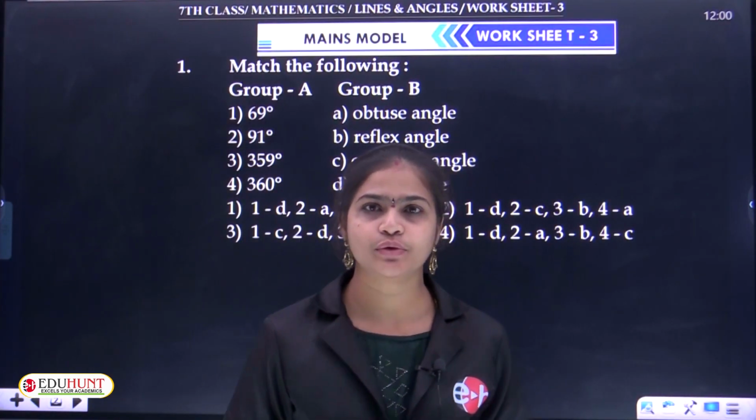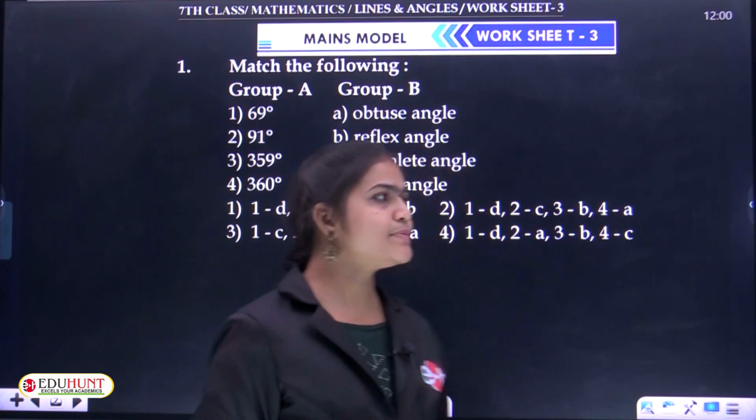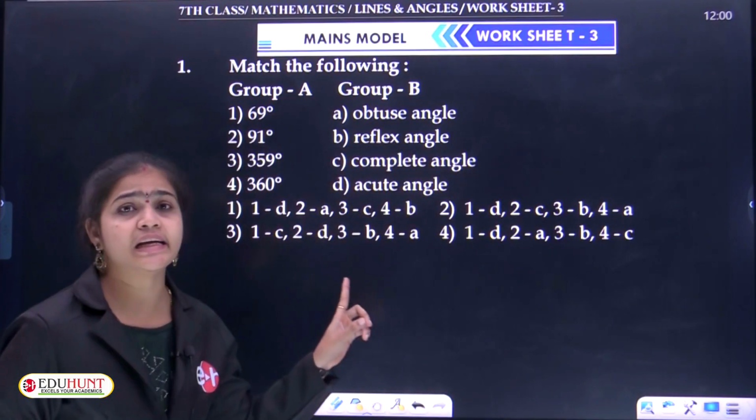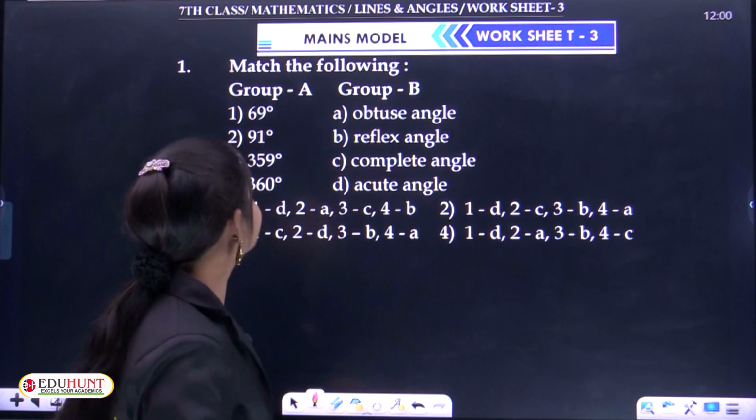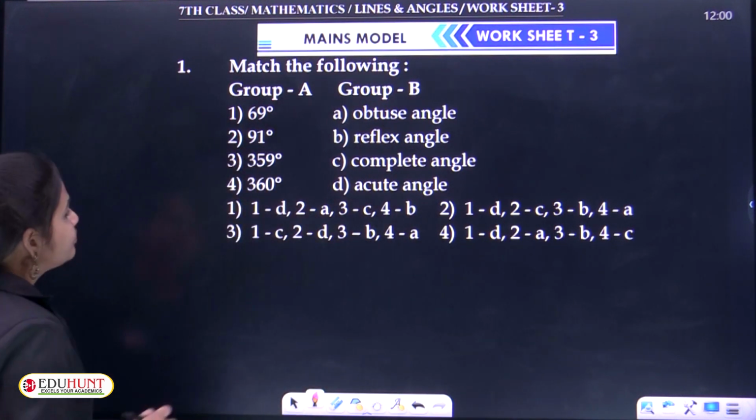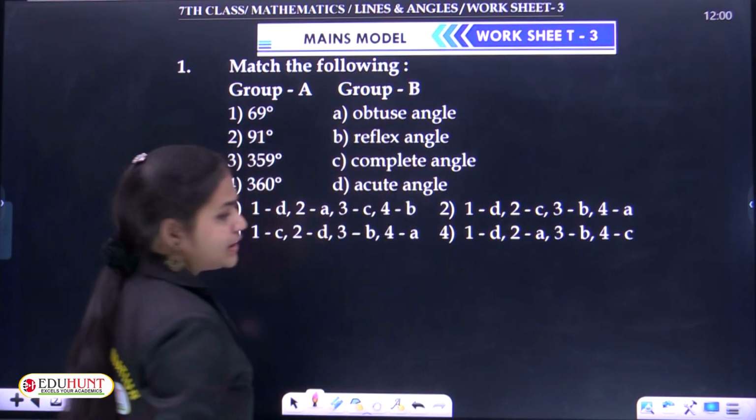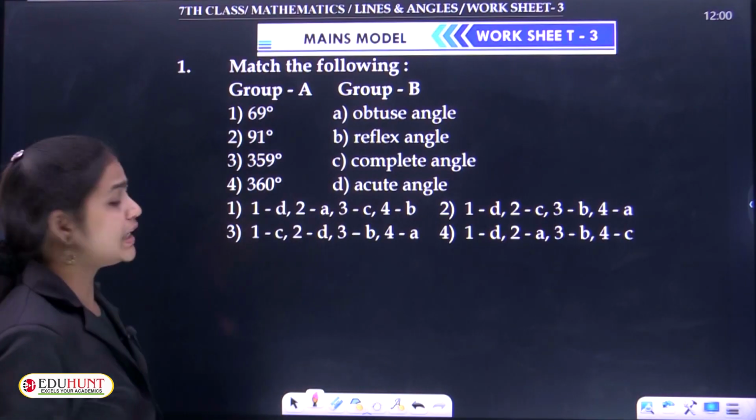Children, in the previous video, we discussed concept 3, right? In this video, we are going to discuss the questions related to worksheet 3. See here, match the following. Column A and column B, two columns are given. Again, we need to do the matching.